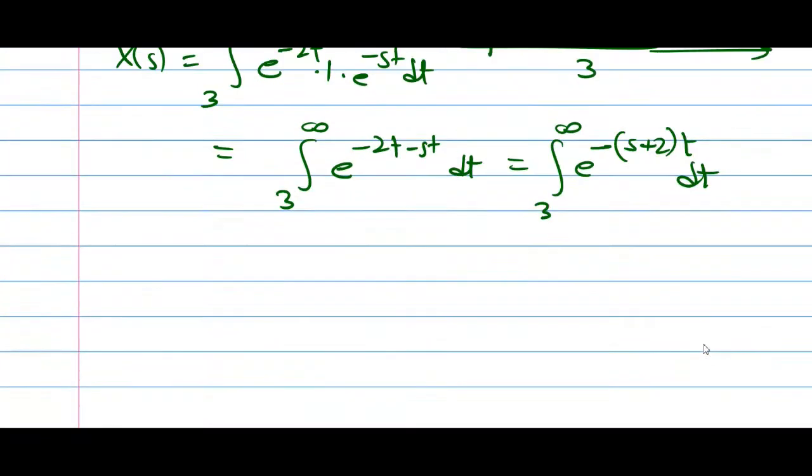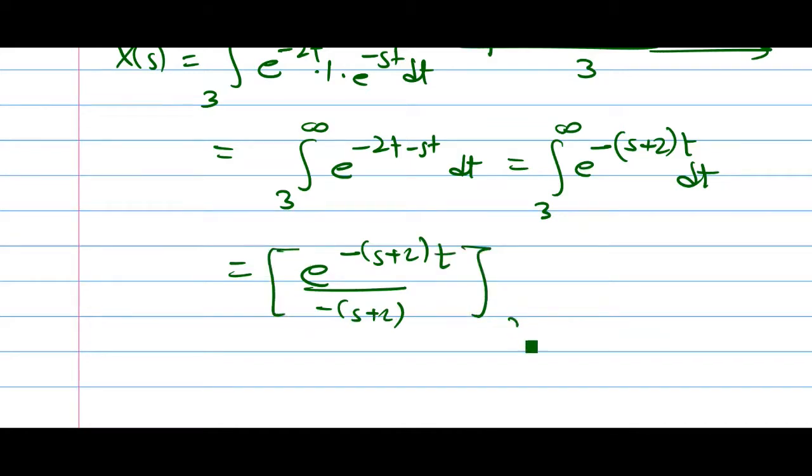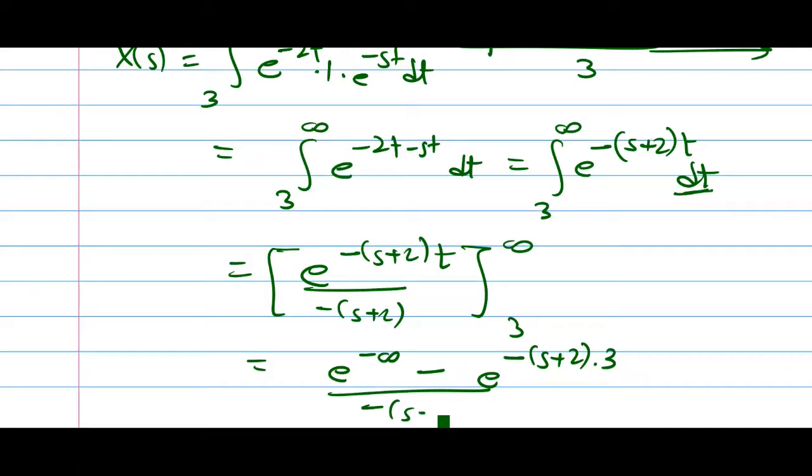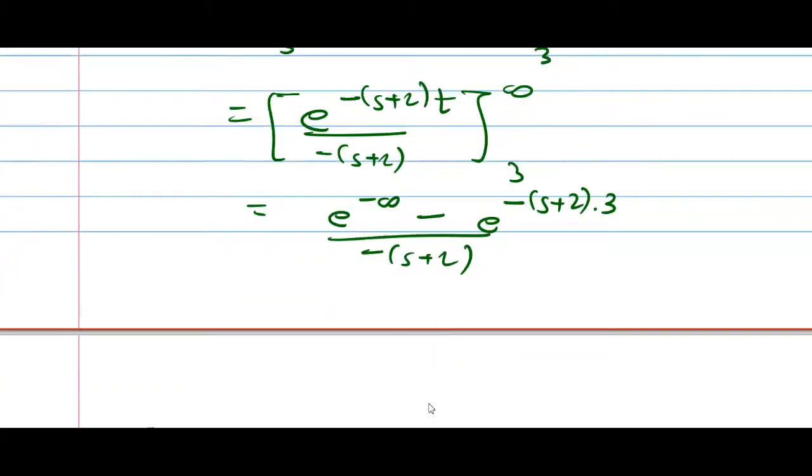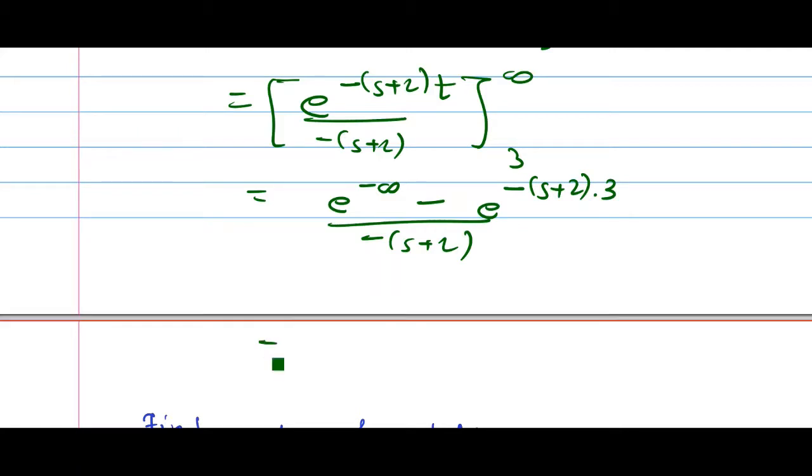So use the integration formula, so it becomes e raised to power minus of s plus 2 upon minus of s plus 2, divided by minus of s plus 2, integration limits 3 to infinity. Substitute upper limit, so it becomes e raised to minus infinity. Substitute lower limit, in place of t substitute 3 because we have integrated with respect to dt. So e raised to power minus of s plus 2 into 3 whole divided by minus of s plus 2. So it becomes e raised to power minus of 3 s plus 2 divided by s plus 2.